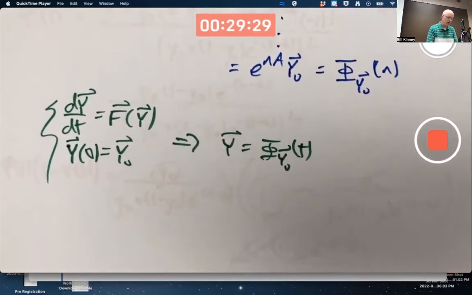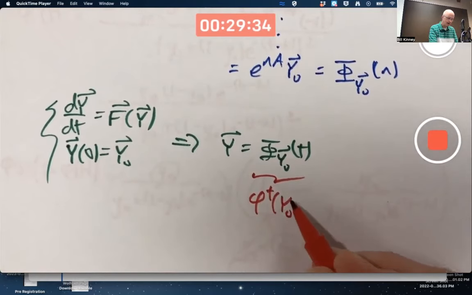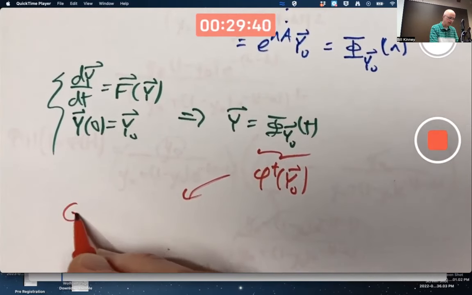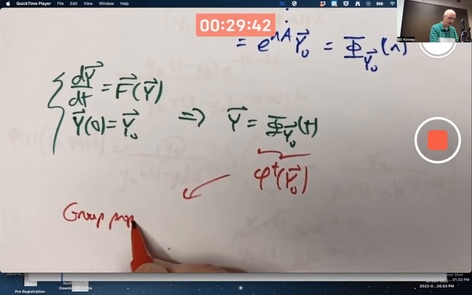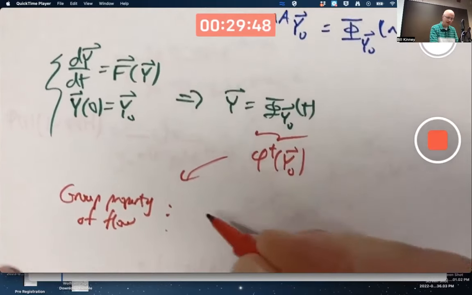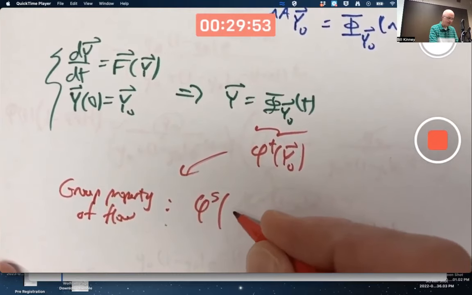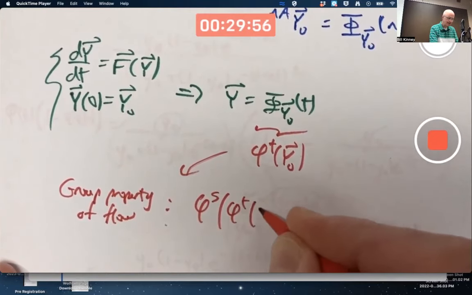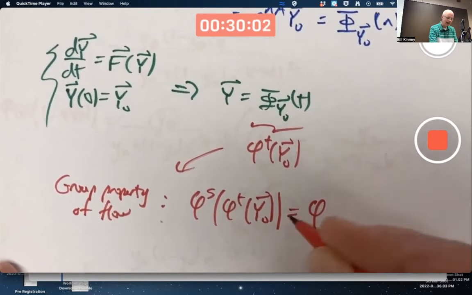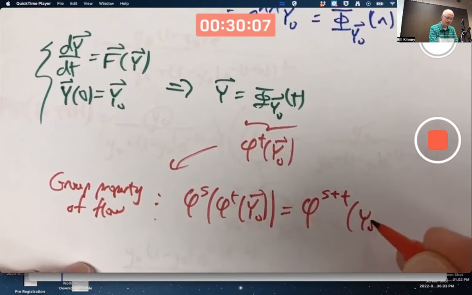And you define the flow to be the same formula, whatever the formula is. But you think of t as fixed and y naught as the variable. And when you do all this, what results is the group property of the flow. Sometimes I just call it the flow property. And that says this. When you compose phi superscript s with phi superscript t, it's the same thing as adding the s and t and evaluating phi superscript s plus t at y naught.